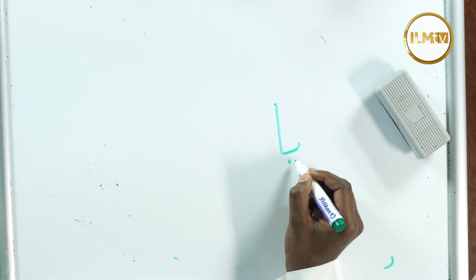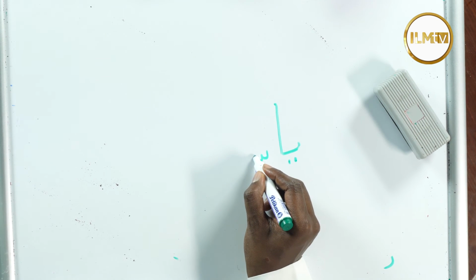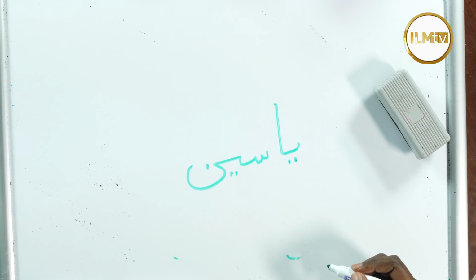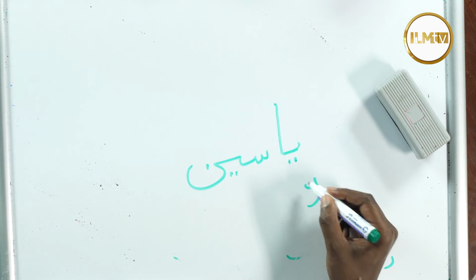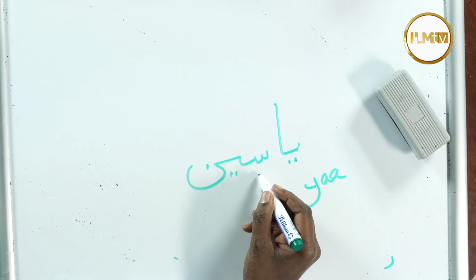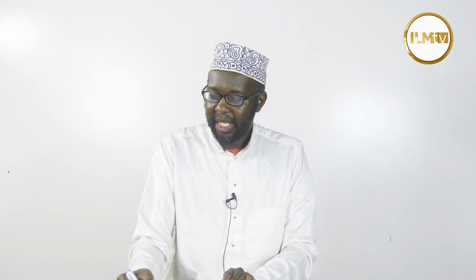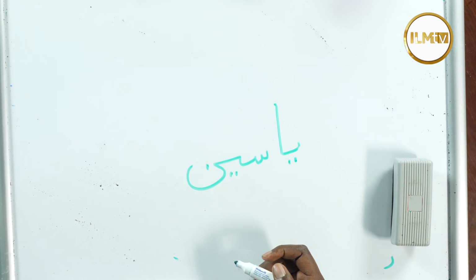What about this one? Yasin. Y and the double A. Ya. S and the double E. Si. Yasin.